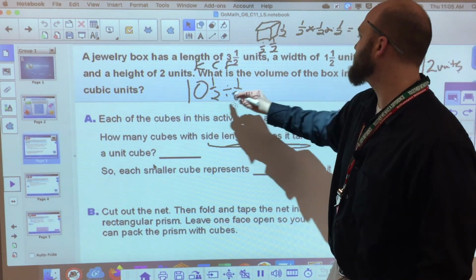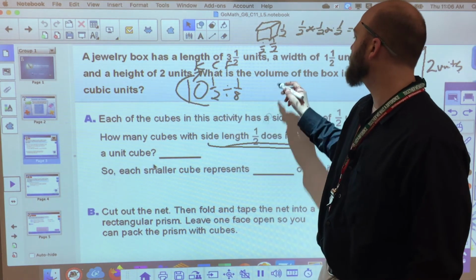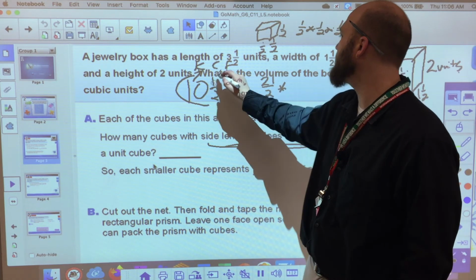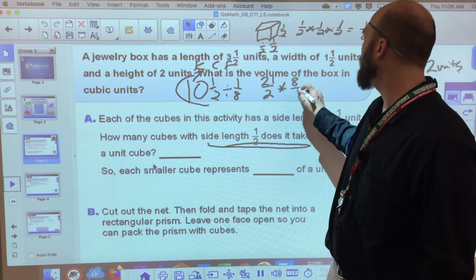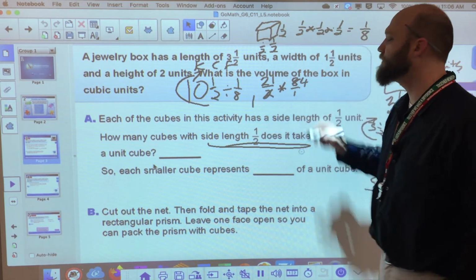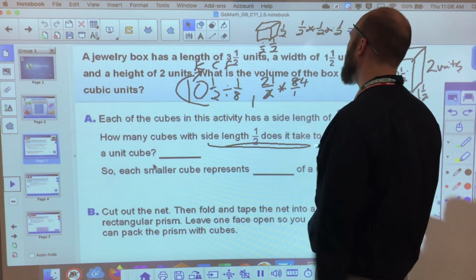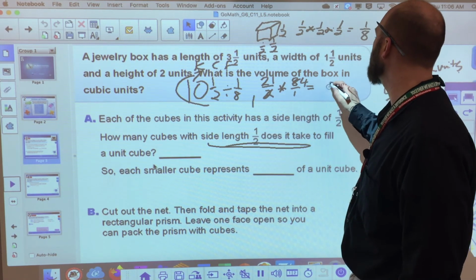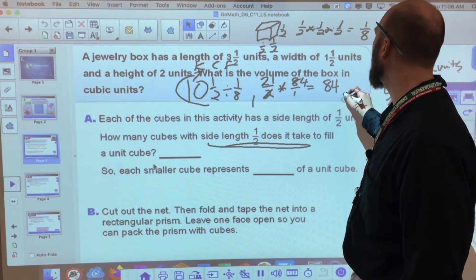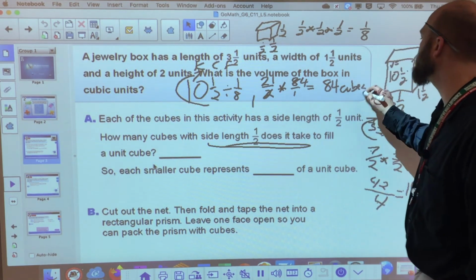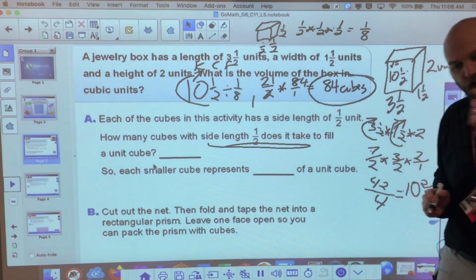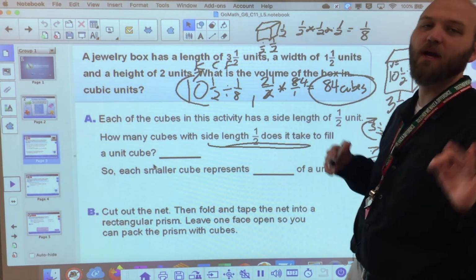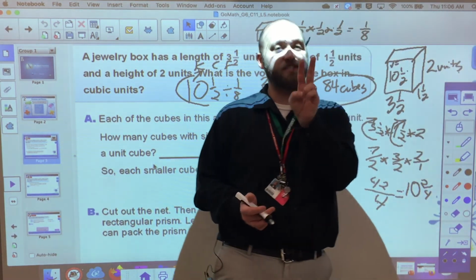I'm going to keep 10.5, and let's make this an improper fraction. 2 times 10 is 20. 21 over 2 times, keep it, change it, flip it, 8 over 1. I'm going to simplify before I verify. 2 goes into 2 1 times, it goes into 8 4 times. And when I multiply across, 21 times 4 gives me 84. And there are 84 cubes that are 1/2 by 1/2 by 1/2 that will fit inside a 10.5 unit cubed box. So there are 2 steps to this.